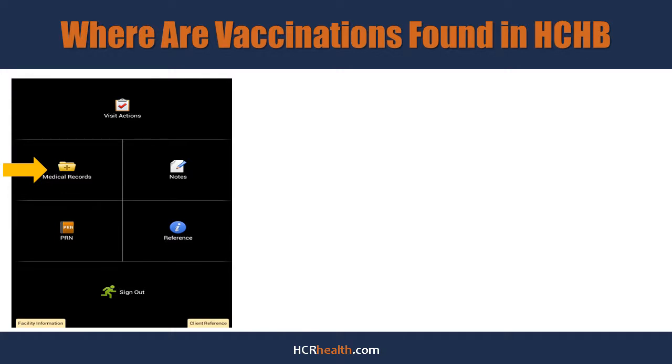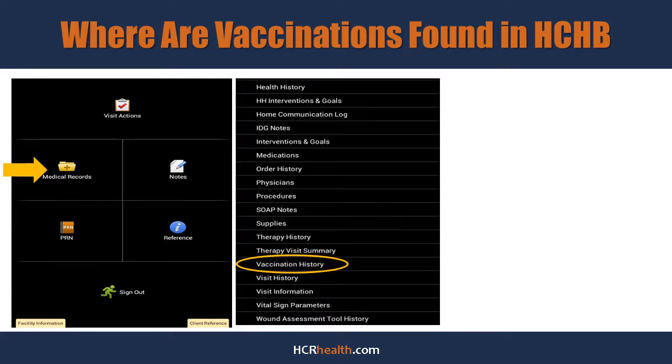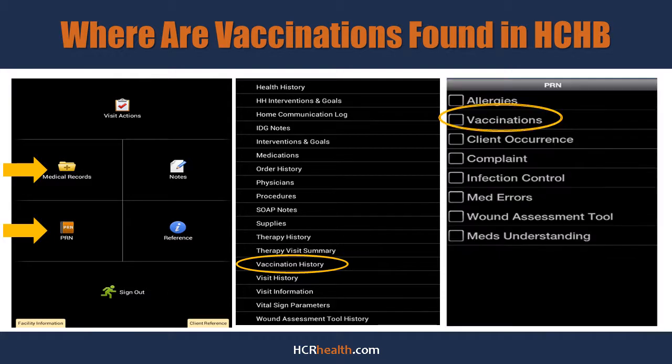So where do you find the vaccination records in home care home base? First, you can find vaccination history in the medical record of any patient. Remember, medical records can be viewed outside of a visit under features and inside of a visit. During any patient visit, you will also have the ability to add vaccinations by going into the PRN section. Within the PRN section, you will have the ability to choose vaccinations and add them if you administered them or discovered the patient had them administered.